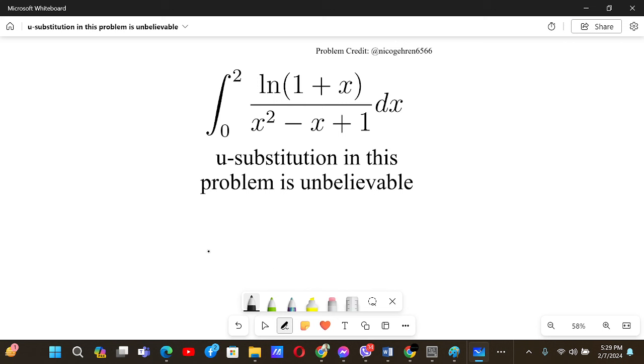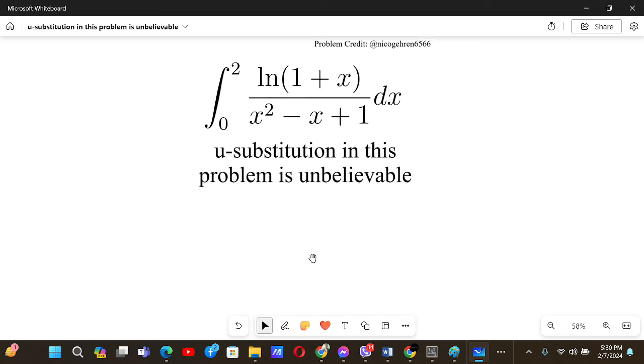U substitution in this problem is unbelievable. Yeah. So basically, this problem looks somehow complicated. But after a very tricky U substitution, this problem will be a lot easier. And basically, the problem credit goes to Nico Jeharen 6566, who proposed this problem in the comment section. Now let's solve this problem.